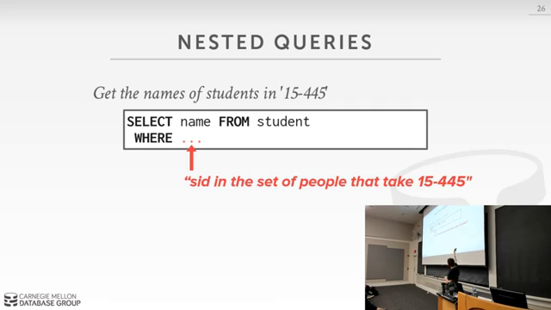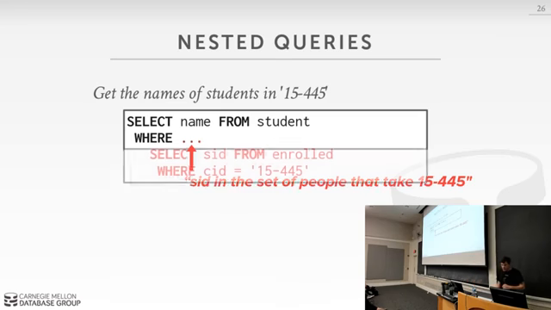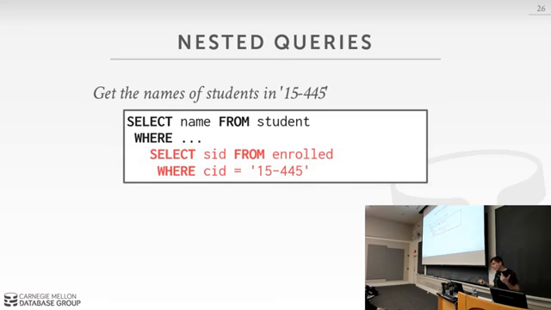So in the inner query, we can write it in English as the student IDs in the set of people that take 15445, right? For that part, we know how to write that query pretty easily. We just filter out all the tuples from the enroll table where the course ID equals 15445. So now the question is, how do we combine the outer query with the inner query? Again, we can rewrite this very easily with a join, but for our purposes here, we want to see how to do it as a nested query.